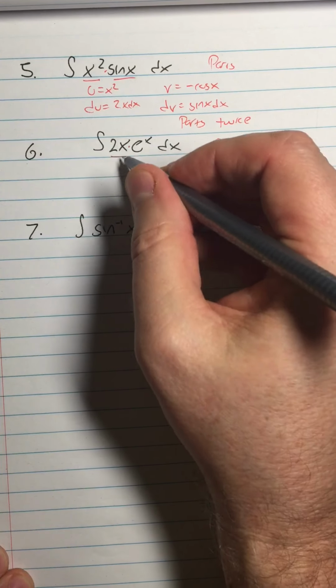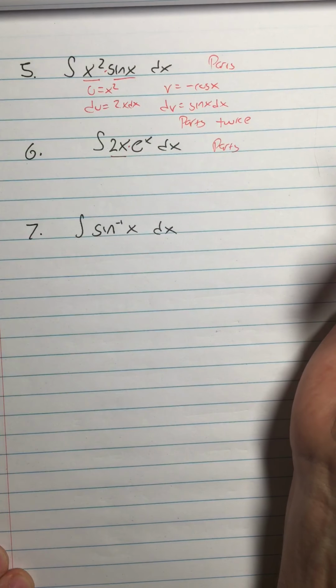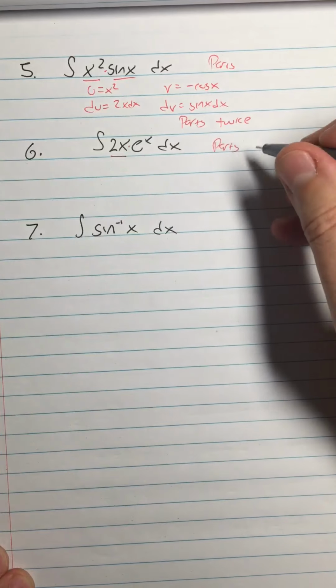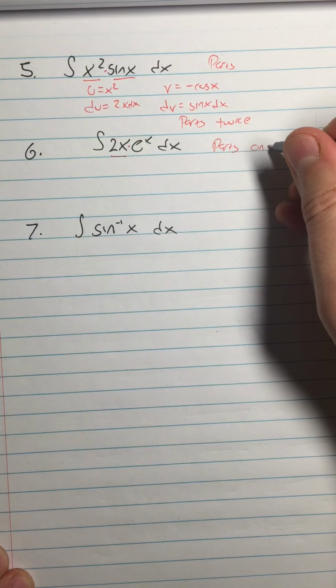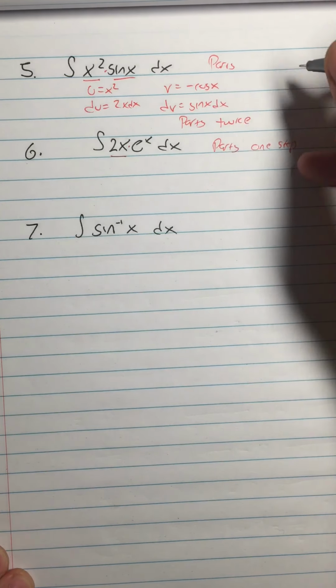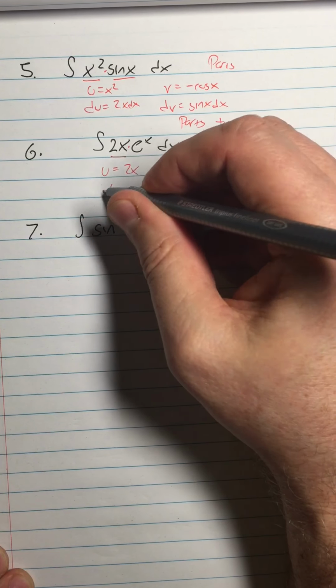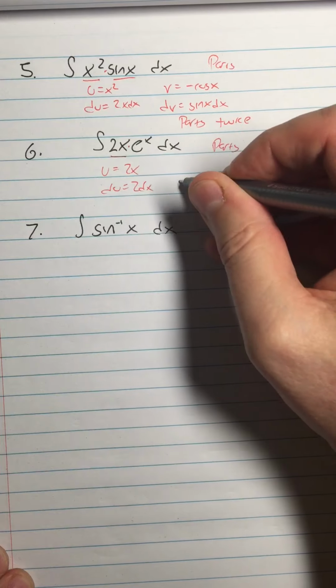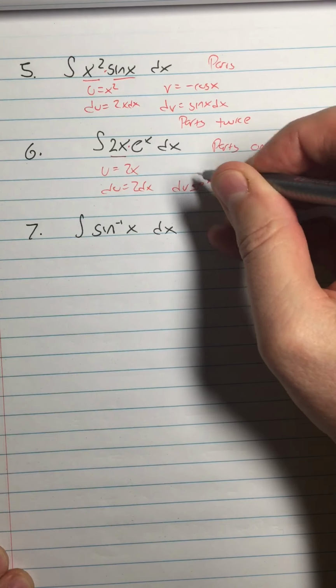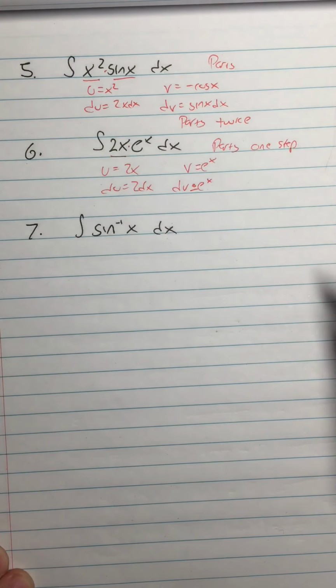This one's parts, but since the part that I'm multiplying by here is linear, that means it's only going to be one step. So this is going to be one step parts. This one's like a 2-step parts. All right, so I'm going to use u equals 2x, du equals 2 dx, dv equals e to the x, v equals e to the x. Again, you guys are pretty good at that.